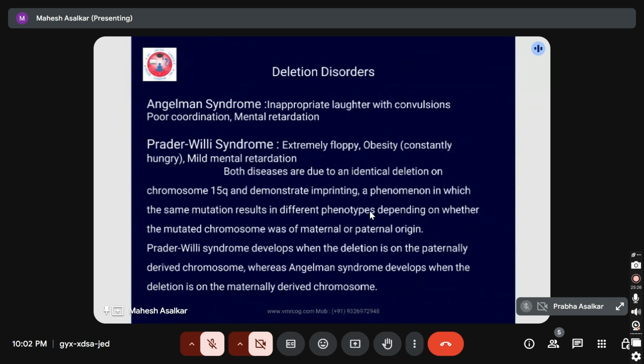The deletion is the same, the chromosome is the same, but whether it happens in the paternal or maternal, accordingly the syndrome is labeled. If it is paternal, then it is Prader-Willi syndrome. If it is maternal, then it is Angelman syndrome, and the features will also be different.